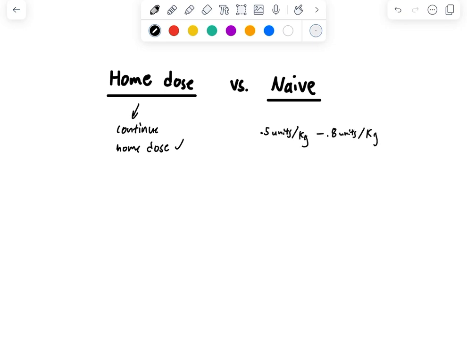Once you calculate the total units, you then take that total amount. Say we have a 70 kilogram patient. You're going to take that total amount and split it into a long-acting dose, aka basal dose, and a short-acting dose that the patient will take 3 times a day before each meal. With the long-acting, that's going to be your glargine. With the short-acting, with meals, that's going to be like your Lispro.